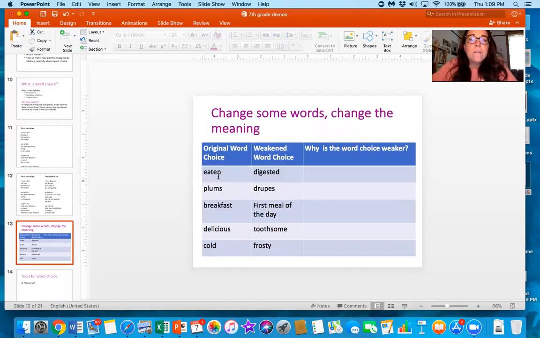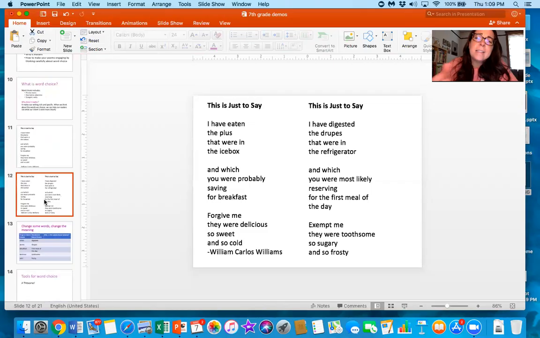If you change words, then you change meaning. Like I said, these mean the same thing. They have the same ideas, but there's a little difference in the tone or the mood. There's maybe just a slight shade that makes it a little bit different.